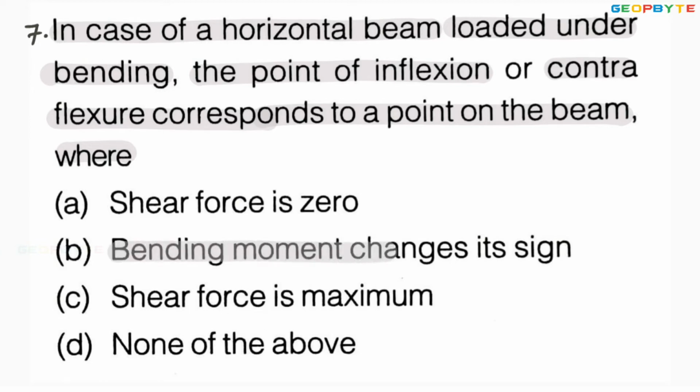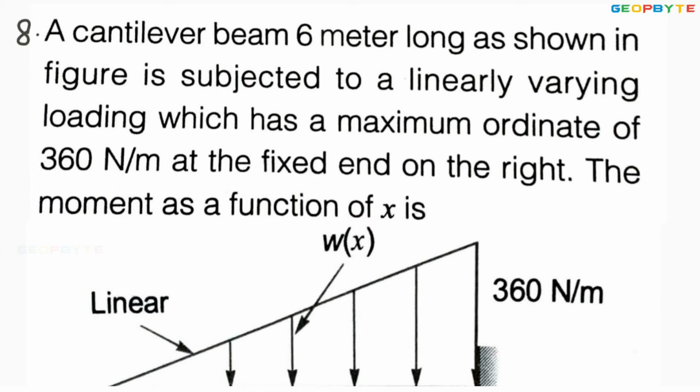Look at option B. Bending moment changes its sign. Absolutely correct. Wherever the bending moment diagram changes its sign from negative to positive or positive to negative, that point is called point of contraflexure. I hope you got my point. Let us take one more problem. Look at the 8th problem.